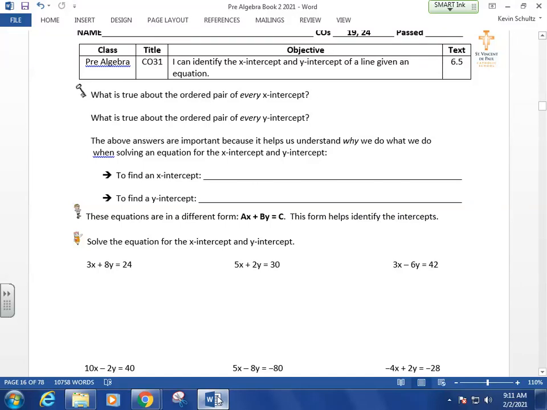So pre-algebra, hello and good day. Talking about CO31, we are identifying the X-intercept and Y-intercept of a line given an equation.